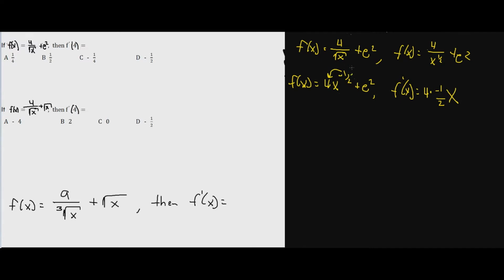But instead of subtracting by 1, let's subtract by 2 over 2. Well, what's negative 1 minus 2? Well, that's negative 3 over 2. And the derivative of e squared, well, again, that's just a number, 2.71 squared. Well, that's gone.